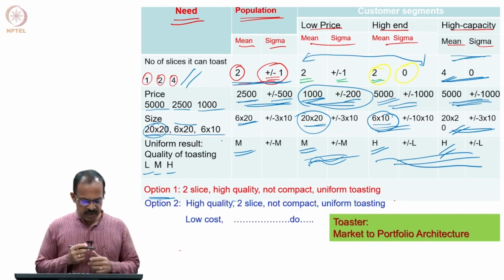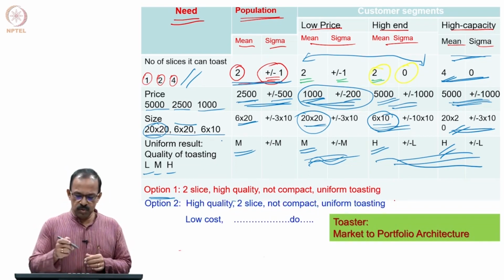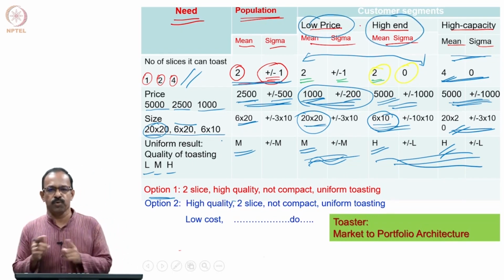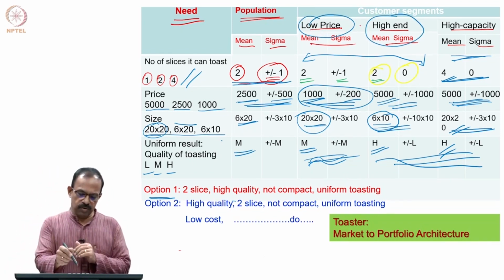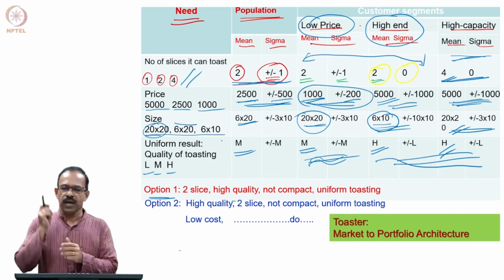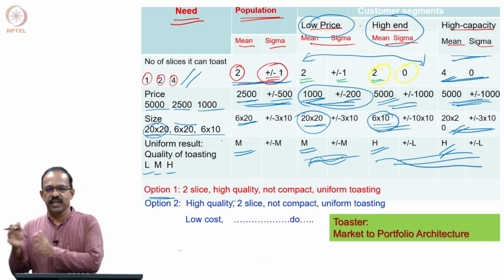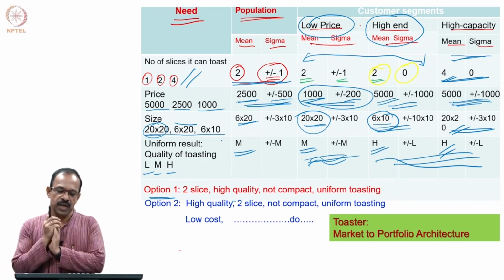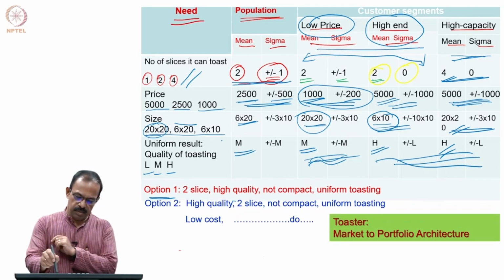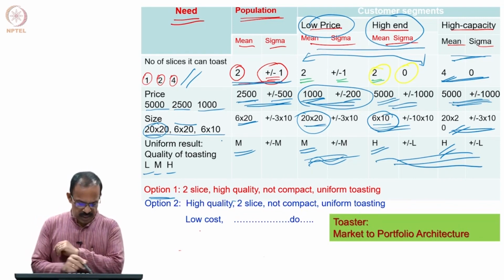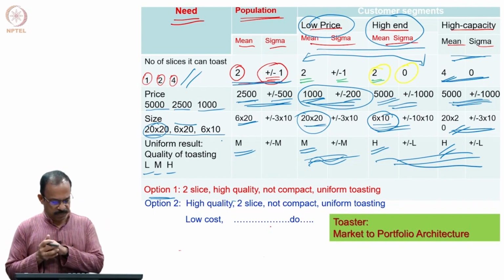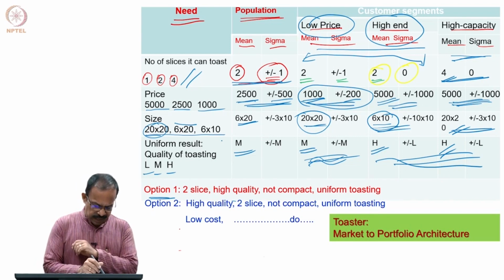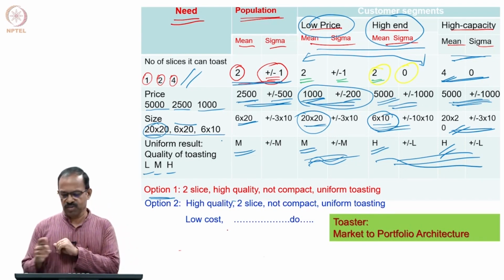So, what they do, if they have option 2, they will decide to meet these 2 segments, because they would like to meet the low price and high end segments with 2 different products, one for the low price segment and one for the high price segment. And they will not get into the high capacity segment, because that market may be very small. Therefore, they feel that this will be the best option for these 2: a high quality 2 slice and a low cost 2 slice product, and that will meet the requirement of the customers.